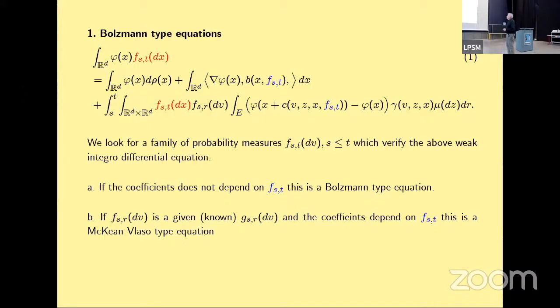And at the same time it is a Boltzmann type equation, because you have here the solution, but in the measure which integrates in this part, the solution appears as well. So this is a mixture of these two types of nonlinear equation, McKean–Vlasov and Boltzmann. So this represents what I call the analytical equation, in weak form.